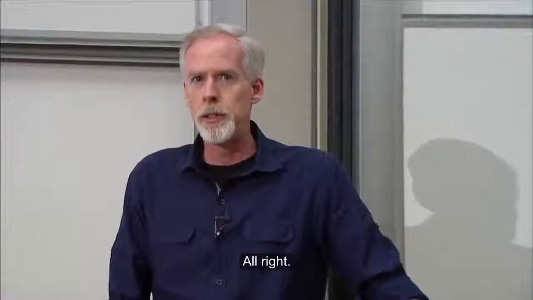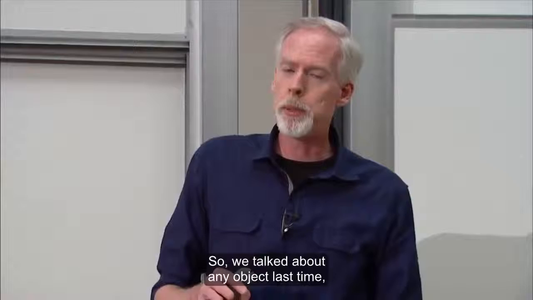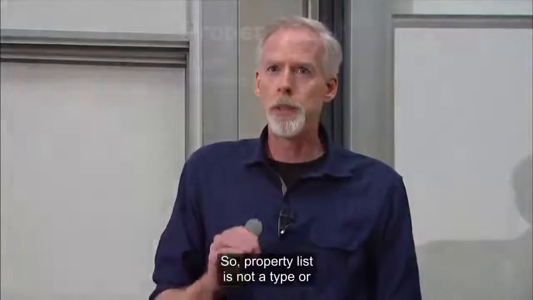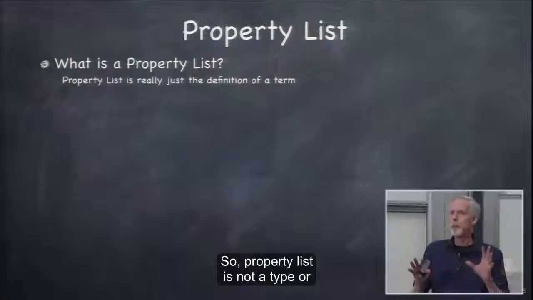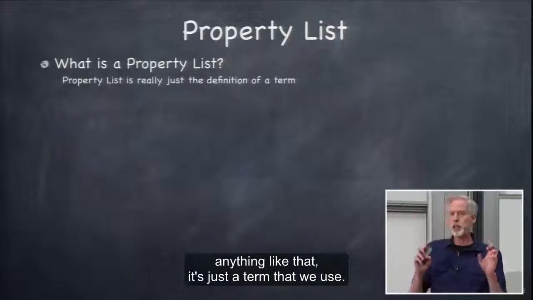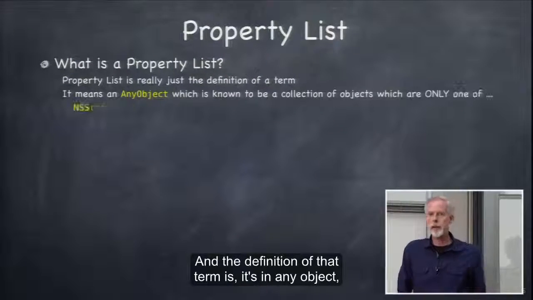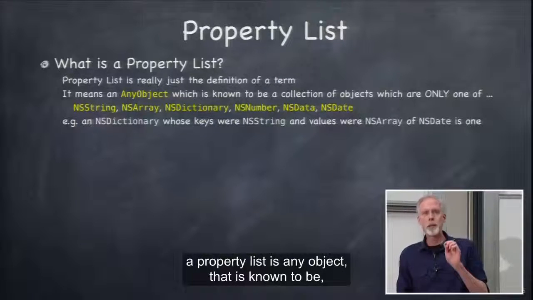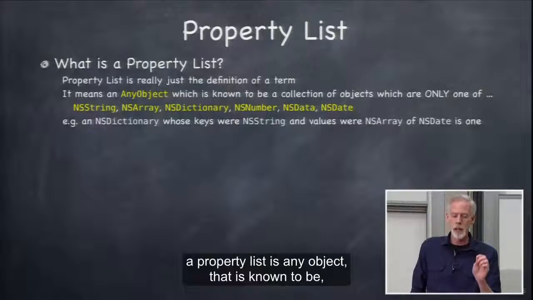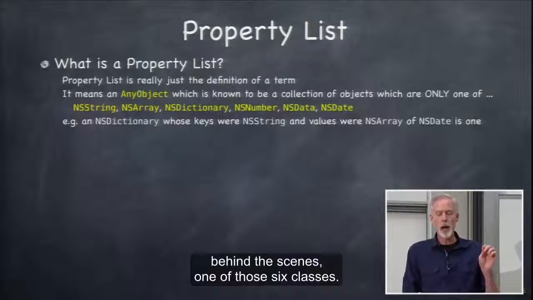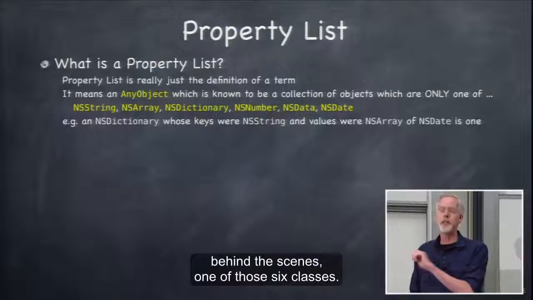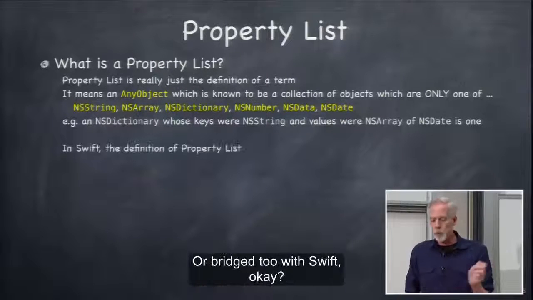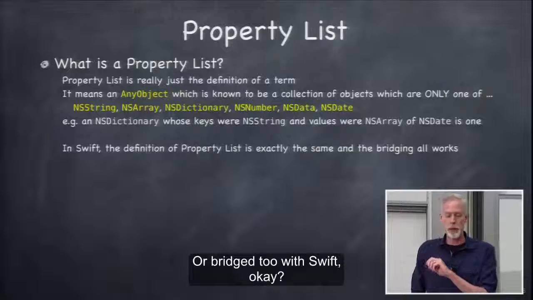All right. So we talked about AnyObject last time, and I'm going to talk about a use of AnyObject, which is called property list. So property list is not a type or anything like that. It's just a term that we use, and the definition of that term is it's an AnyObject. A property list is any AnyObject that is known to be, behind the scenes, one of those 6 classes: NSString, array, dictionary, number, data, and date, or bridged to with Swift, okay?